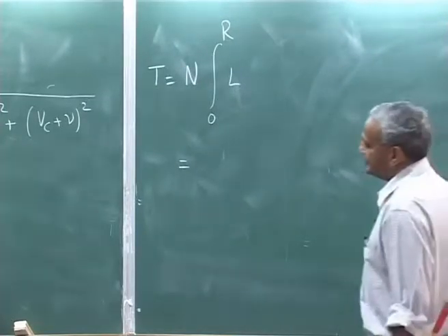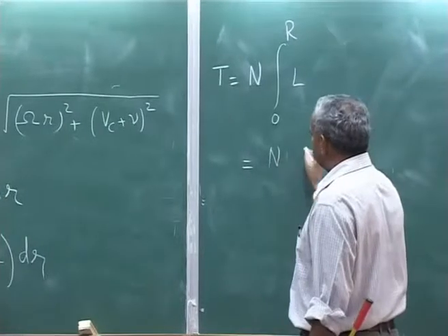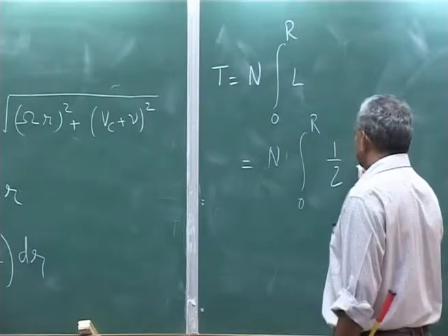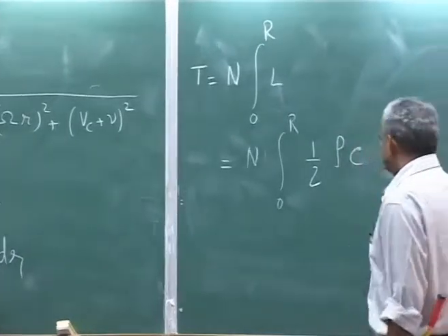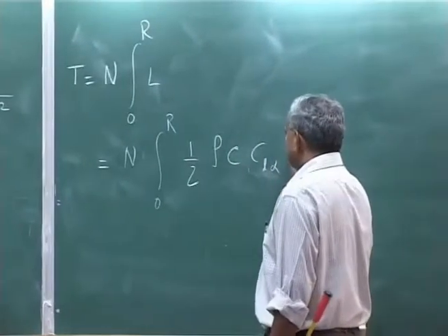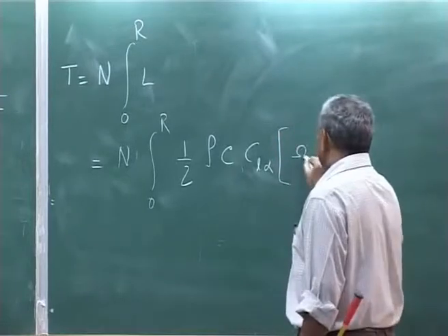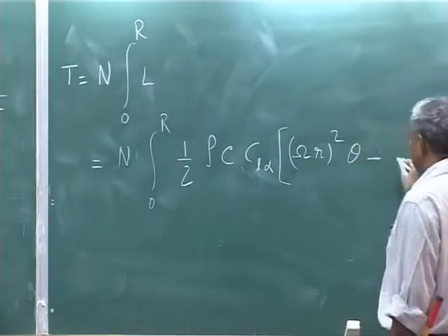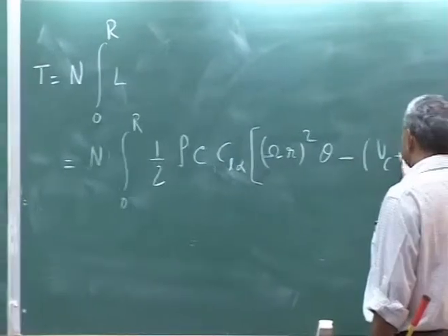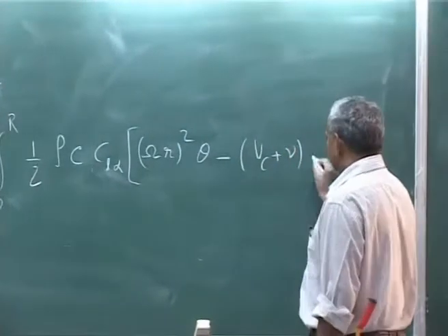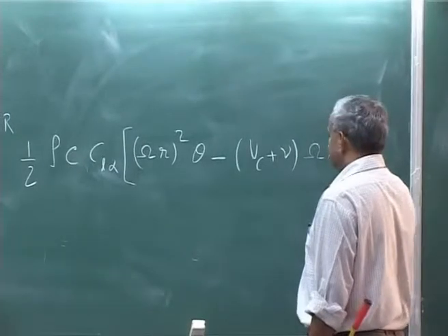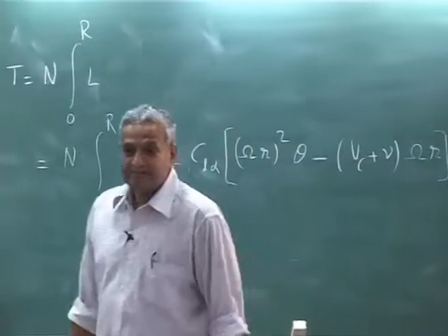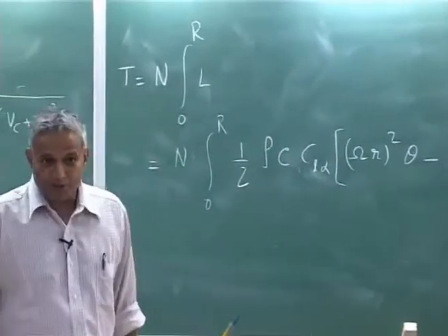So, you will have this integral from 0 to R of half rho C CL alpha, omega r whole square, theta minus up, that is V climb plus nu, and ut is omega r, into dr, okay. This is my thrust, rotor thrust.